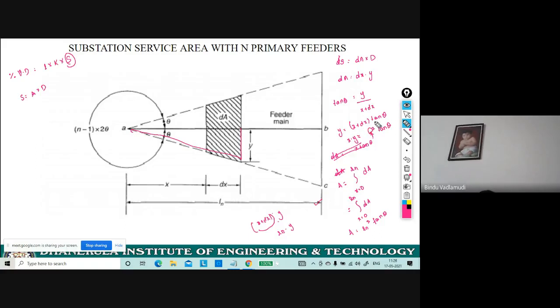X plus dx into tan theta. Here x plus dx for the total area, can I write it as ln? So ln into ln square into tan theta. So the total surface area covered is ln square into tan theta.